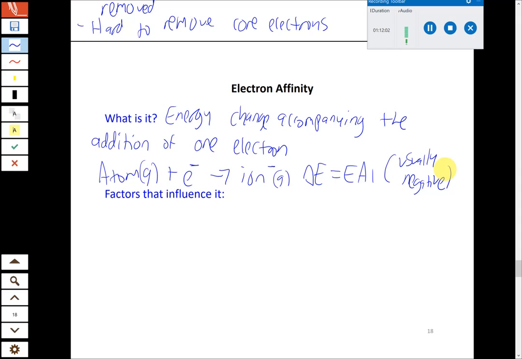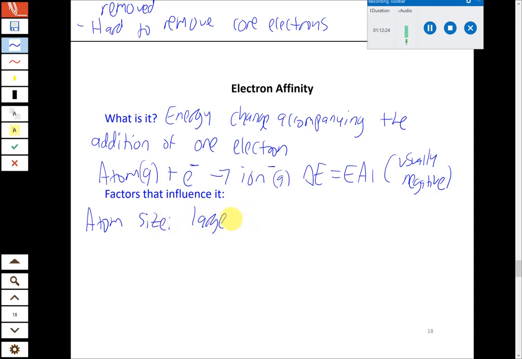That generally results in a decrease in energy for the system, but it's sometimes positive, and we're not going to worry too much about the signs. We just want to know again the relative magnitude of them. All right, so again, the factors that influence it are very similar to the factors that influence ionization energy. The atomic size, the radius.